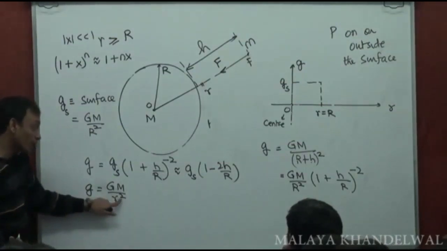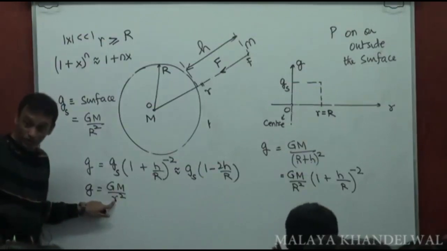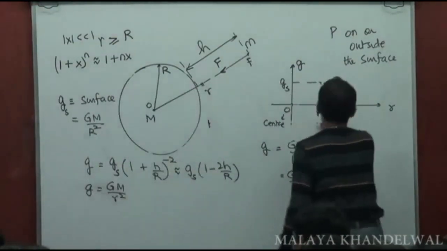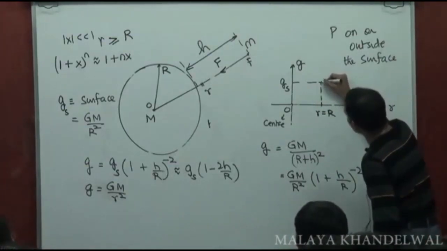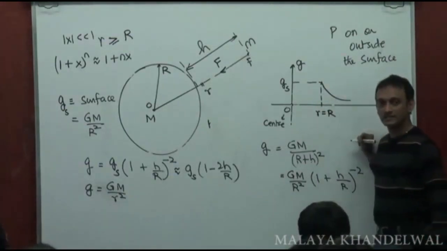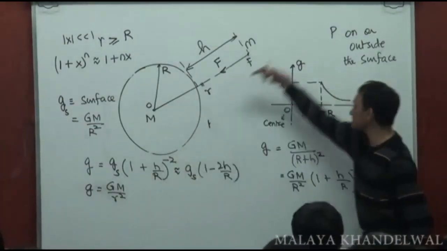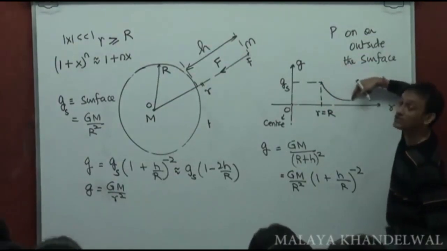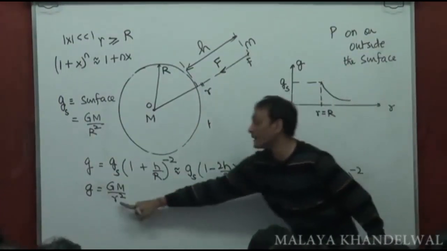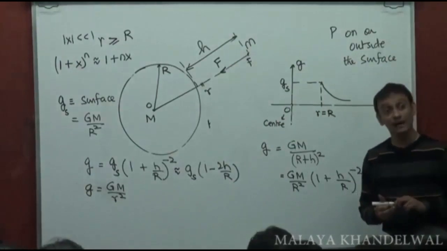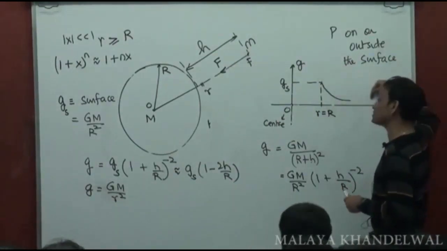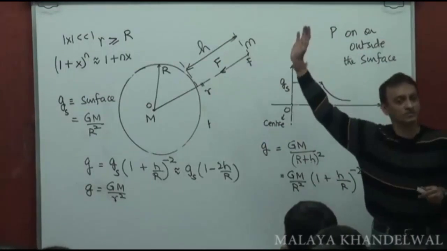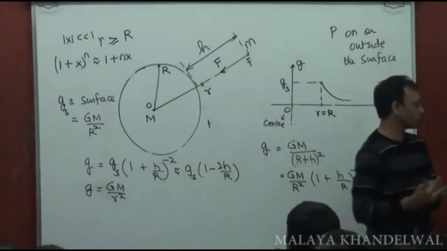That means at a distance small r, where r is greater than or equal to capital R, if you increase small r, g decreases. From the surface of the earth onwards, if you increase small r, the value of g decreases. It falls as 1 by r squared. Clear? So that's the variation of g from the surface of the earth onwards, above the surface.